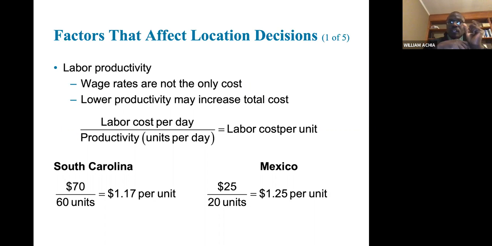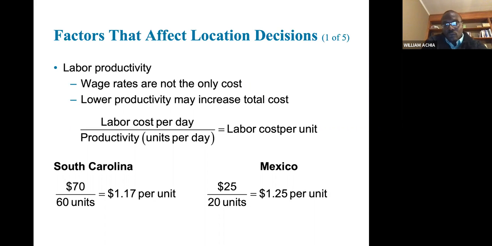So the labor productivity ratio is basically you look at the cost of labor and divide that by how much product an organization can churn out in a given time period. If we're looking at the labor cost per day, you'd be looking at that divided by how much output that labor achieved within that same given time of one day.